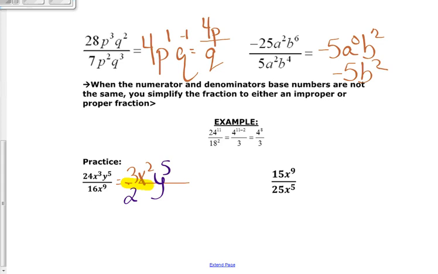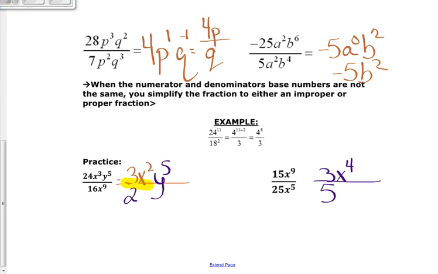Over here, we have 15 and 25. Remember, our greatest common factor is going to be 5. So 15 divided by 5 is 3. 25 divided by 5 is 5. And x, 9 minus 5 is 4. Since it's positive, it's going to be in our numerator.